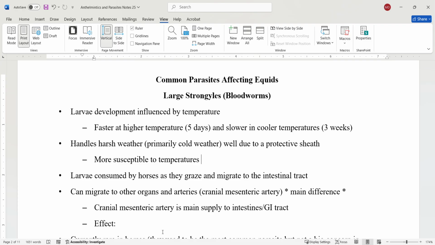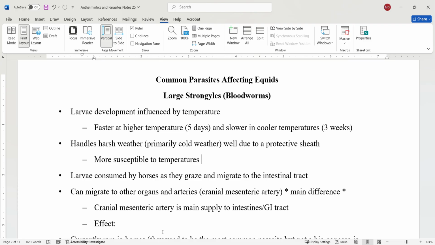With our large strongyles, I started with this because this used to be our big problem, as it can be a very, very damaging parasite to horses. However, we really don't see it much anymore. What we used to see is that our larval development was influenced by temperature. The larva developed pretty quickly at about 70 to 91 degrees, in about 5 days. In cooler temperatures, it might take as long as 3 weeks to develop.